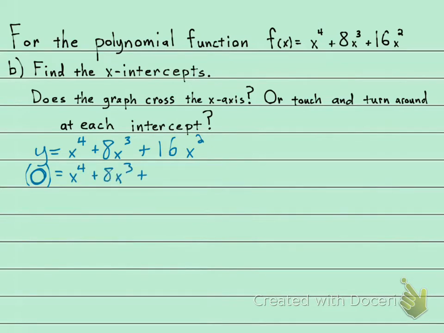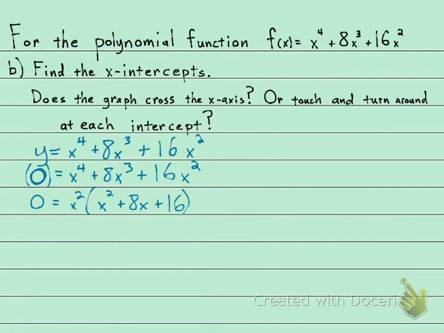Okay, now, how do we solve this? Well, this is a polynomial. So first I need to make sure it's in order, and it is in order, 4, 3, 2. Then I'm going to look for any common factors. Do I have any common factors here? I sure do. What's the greatest common factor? Well, I can take 2 x's from here, 2 x's from here, and 2 x's from here. So I can factor x squared out of each of these three terms. Factor out the x squared, I'll be left with x squared plus 8x plus 16.